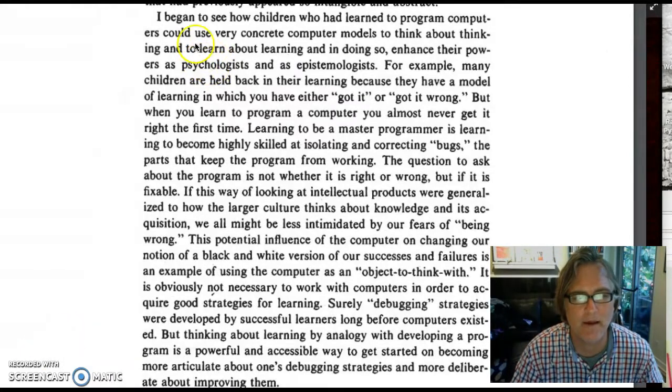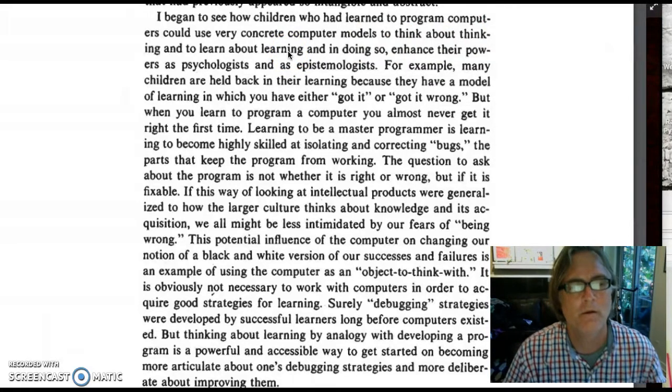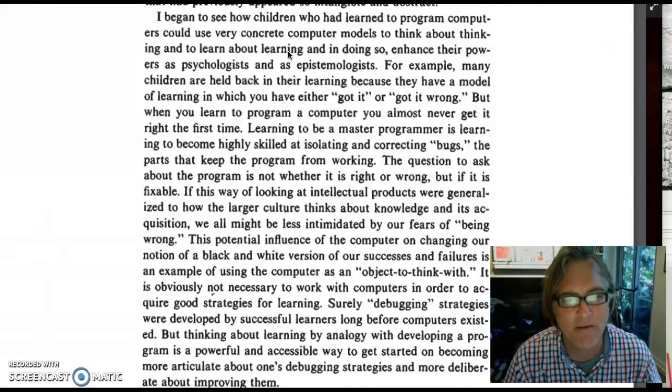Page 23 now, and Papert's talking about, "I began to see how children who had learned to program computers could use very concrete computer models to think about their own thinking." So that's another key Papert idea, that by programming this turtle, by relating to it with their bodies, they're going to have errors, they're going to have bugs, they're going to move beyond the standard school model of either true or false, you either got it or you got it wrong. They're going to pay more attention to their process. They're going to think about their own thinking.